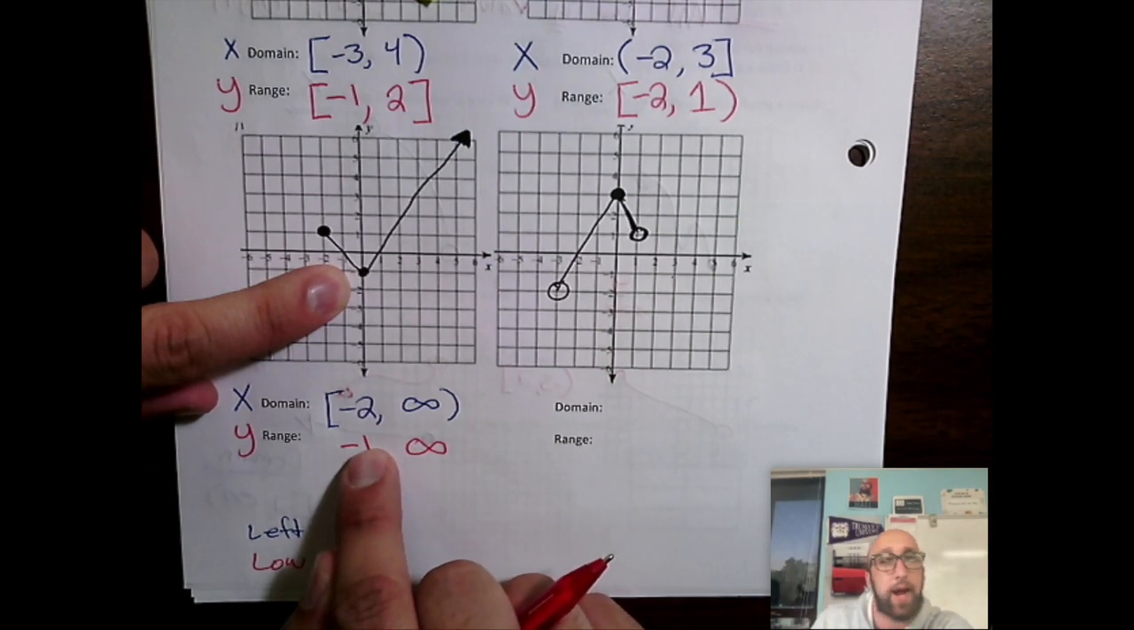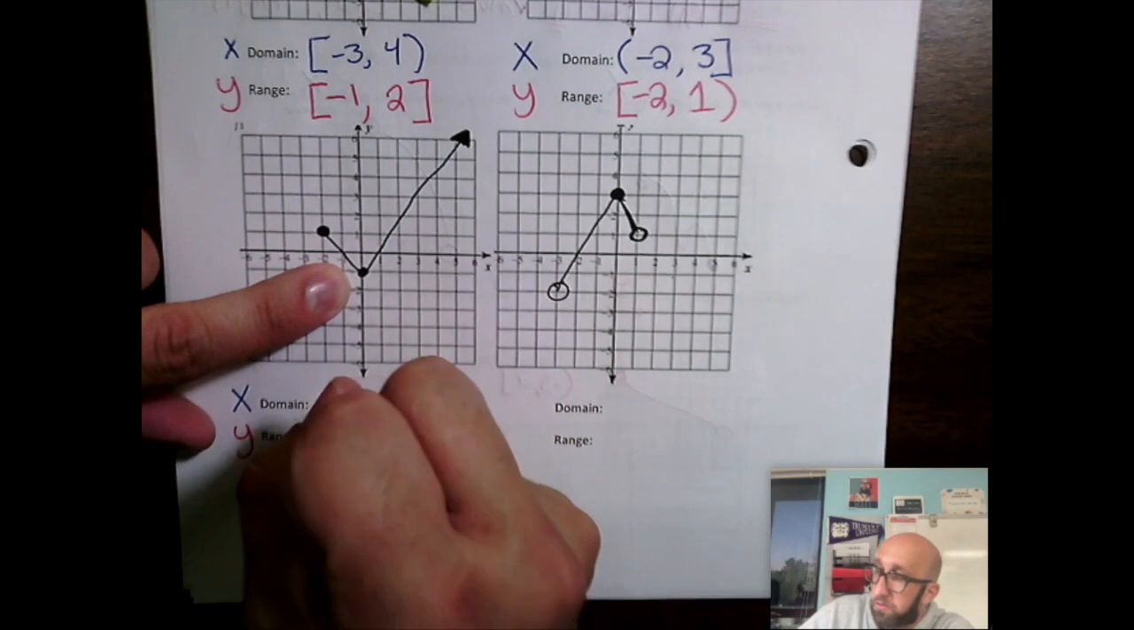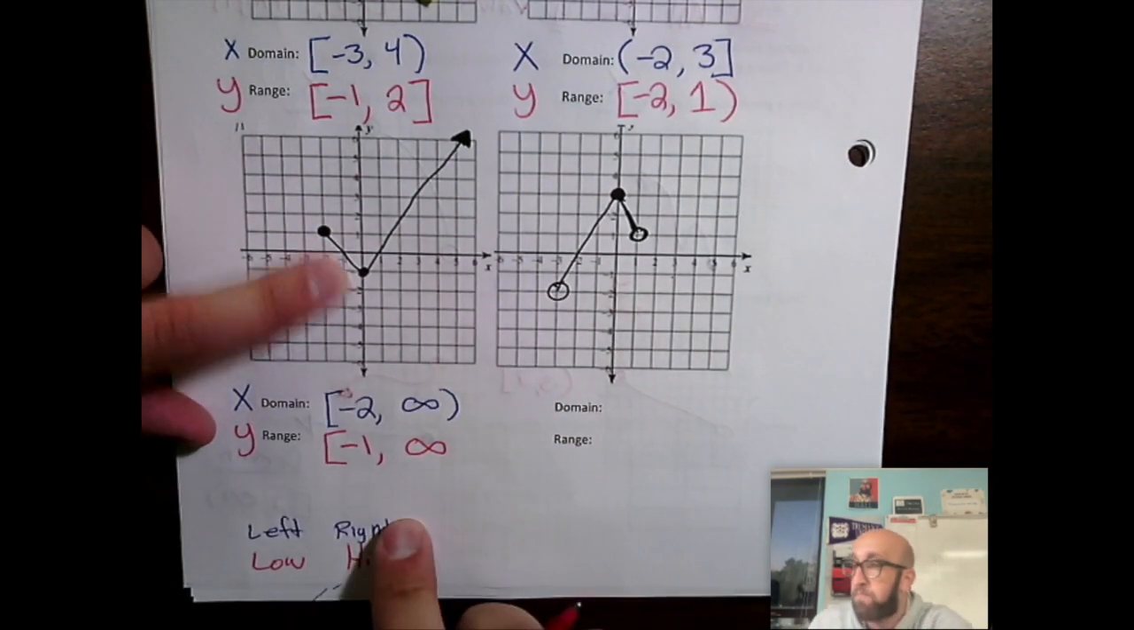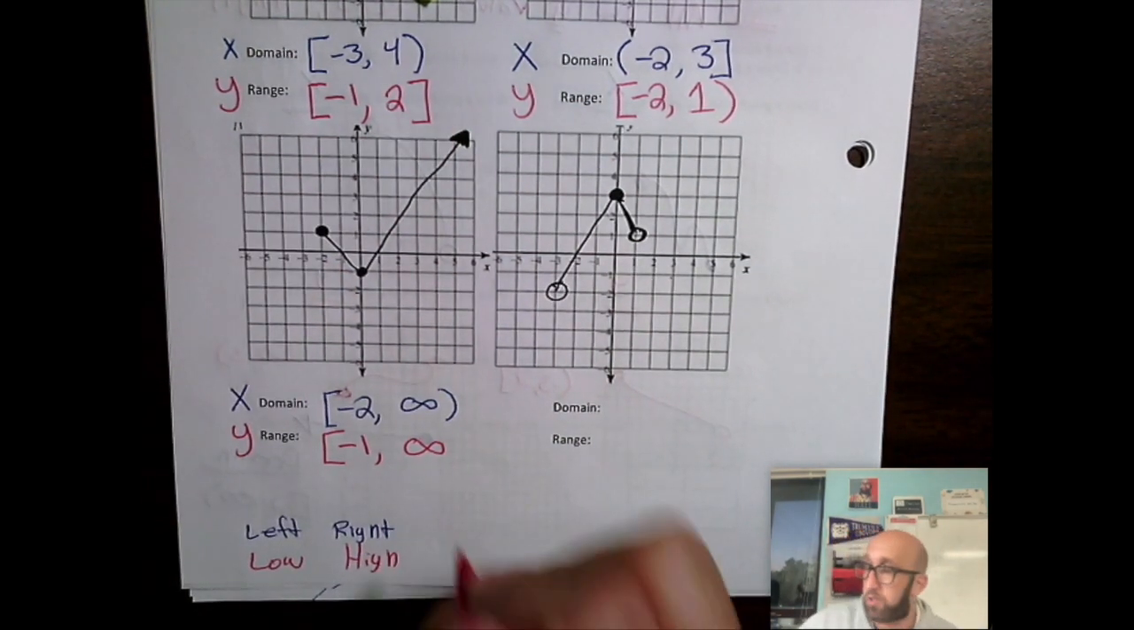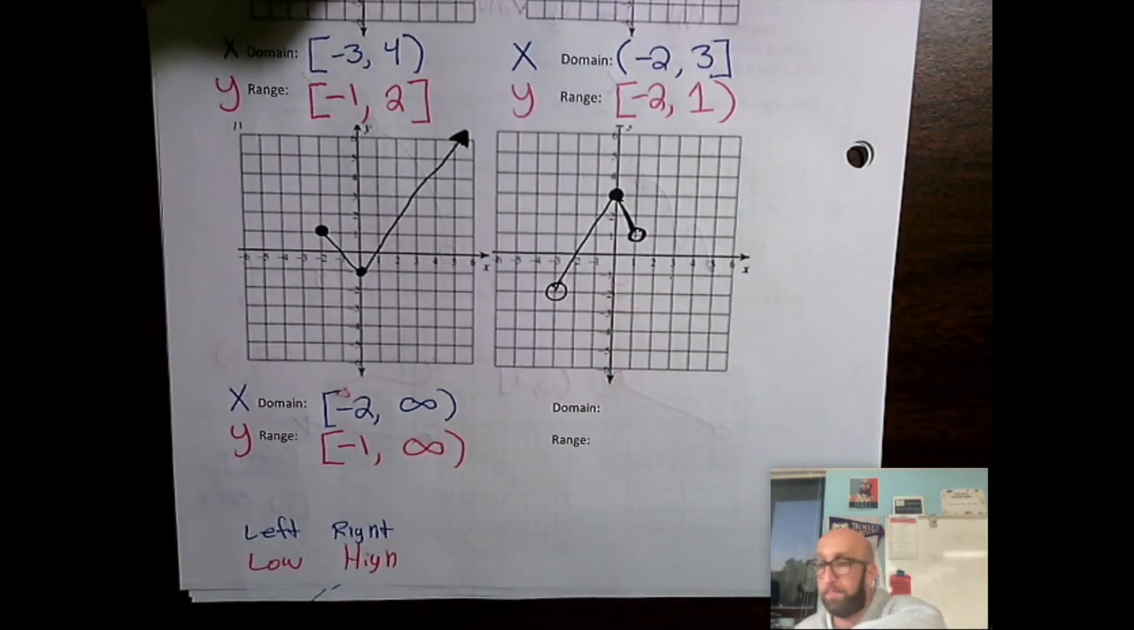Got to figure out brackets or parentheses. Down here at -1, I saw a filled in circle, so I'm going to have a bracket. And at the top, I see an arrow, which is always going to be parentheses. Neat. To the next problem.